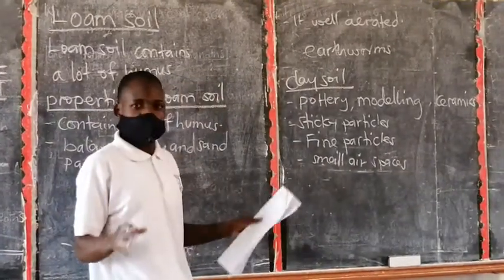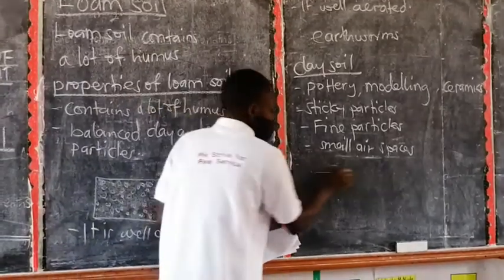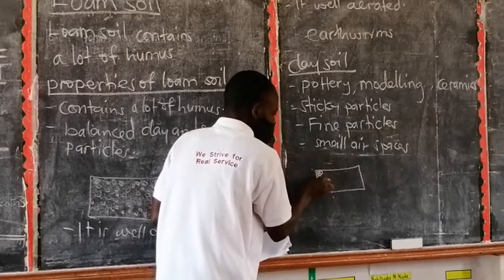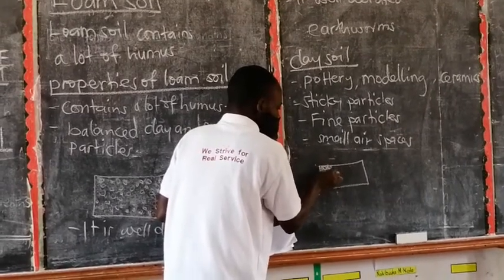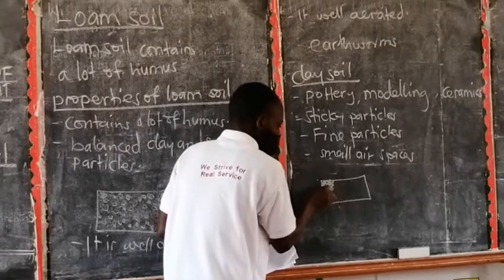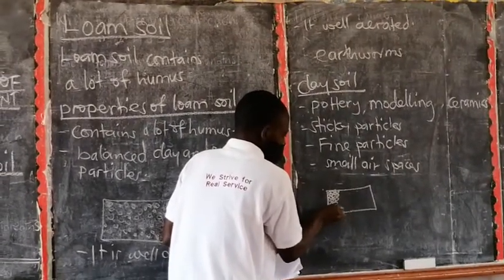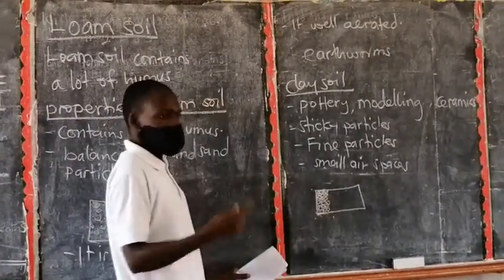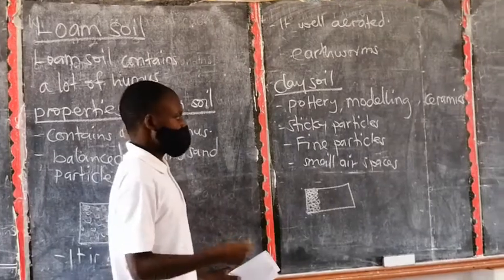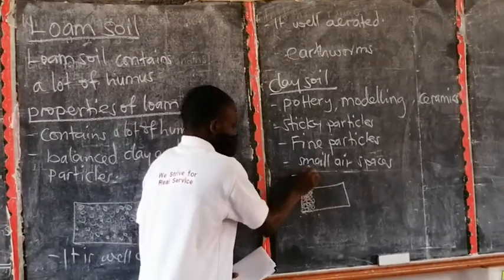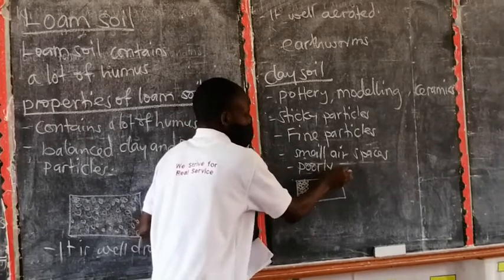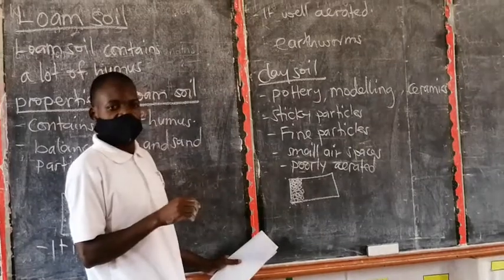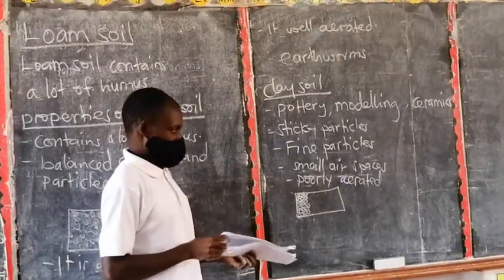When you look at its particles, they are closely packed together, small and closely packed, whereby there is no space left for aeration. Small air spaces cannot allow proper circulation of air. So we end up saying that clay soil is poorly aerated, because of the small spaces between the particles.